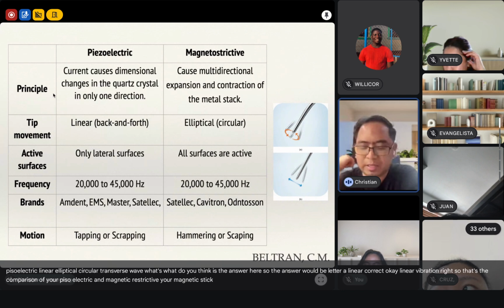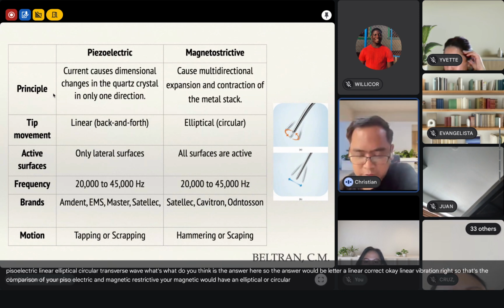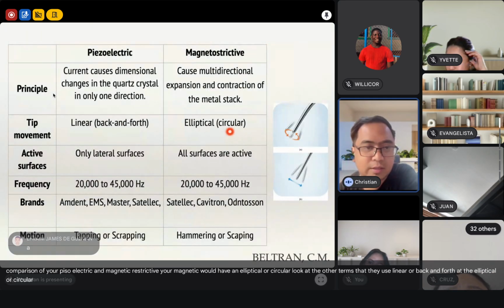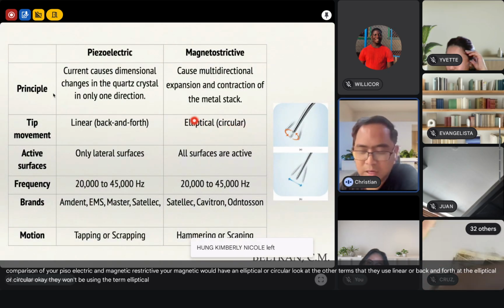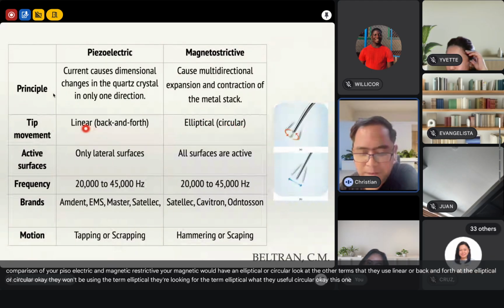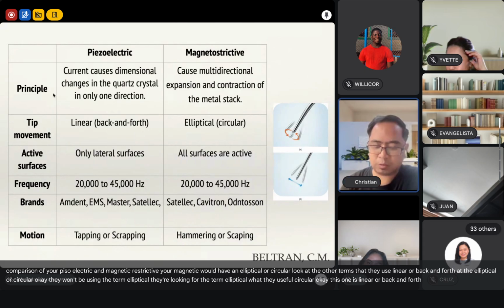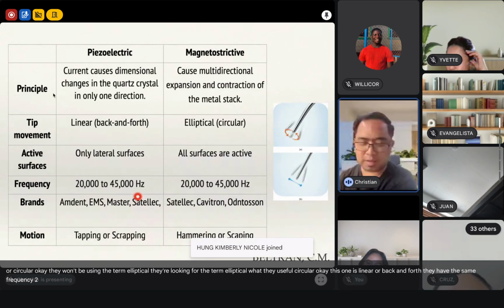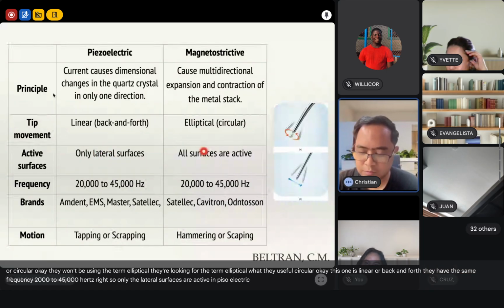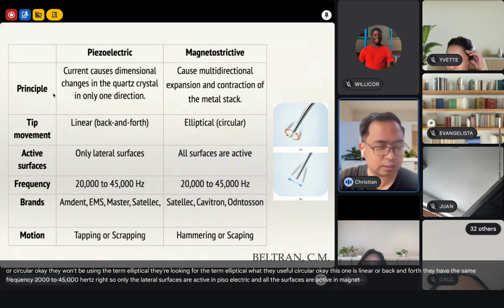So that's the comparison of your piezoelectric and magnetostrictive. Your magnetostrictive would have an elliptical or circular motion. Look at the other terms that they use. Piezoelectric is linear or back and forth, while magnetostrictive is elliptical or circular. They might not use the term elliptical; what they use is circular. They have the same frequency, 20,000 to 45,000 hertz. Only the lateral surfaces are active in piezoelectric, and all the surfaces are active in magnetostrictive.